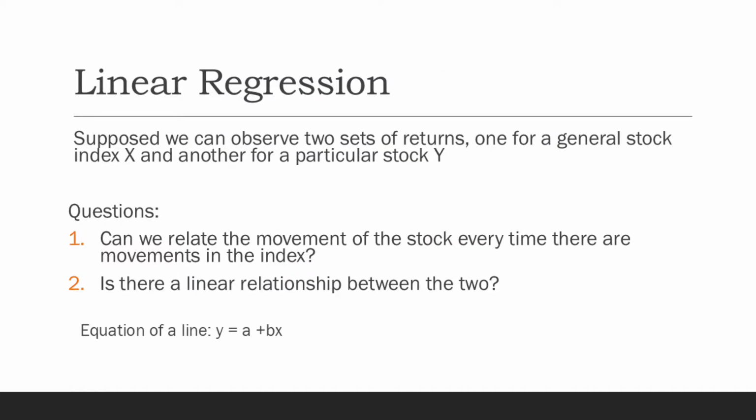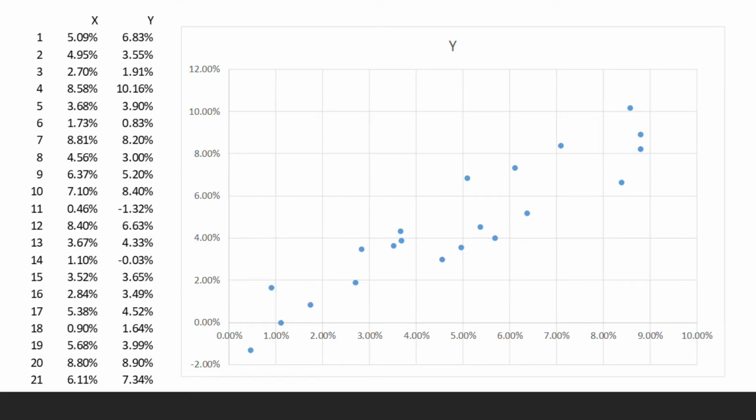Now, suppose we can observe two sets of returns, one for a general stock index x and another for a particular stock y. The question might be, one, can we relate the movement of the stock every time there are movements in the index? And two, is there a linear relation between the two? Again, we can ask Excel to draw a scatter plot of x versus y, which we shall do in the exercises later. Then ask it to create a trend line and show the equation of the trend line.